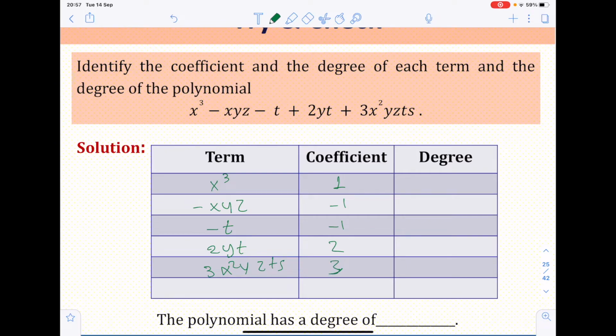Okay, what is the degree? The degree of this one is 3. The degree of this one is 1 plus 1 plus 1, which equals 3. For this one it is 1. The degree for this one is 1 plus 1, which is 2. And for this one it is 2 plus 1 plus 1 plus 1 plus 1, which is 6. So now to find the degree of the polynomial, we have to pick the largest degree, which is 6. So the degree is 6.